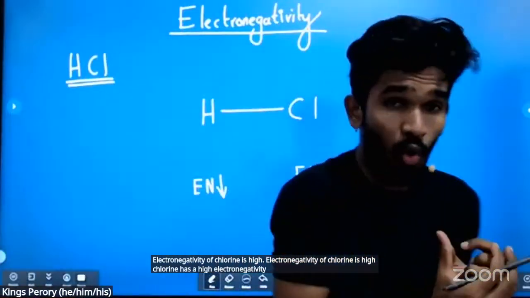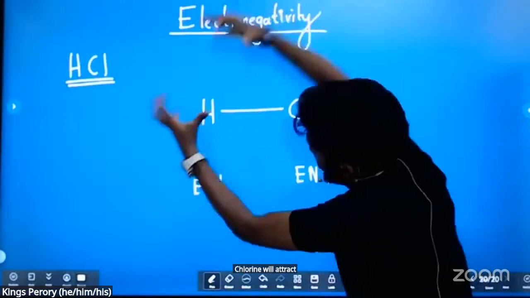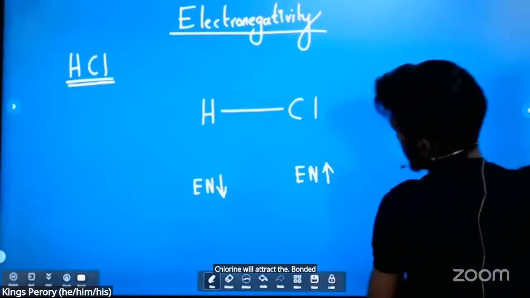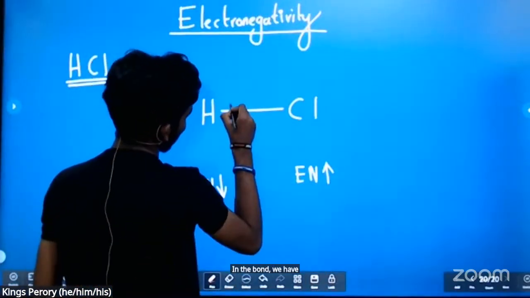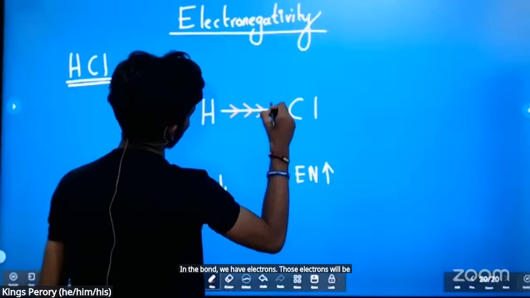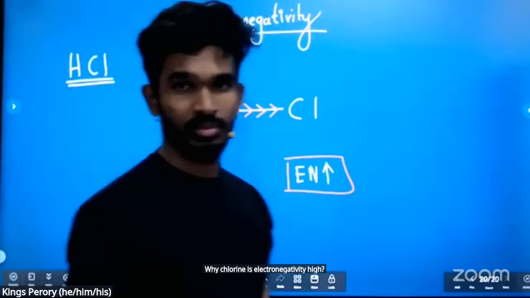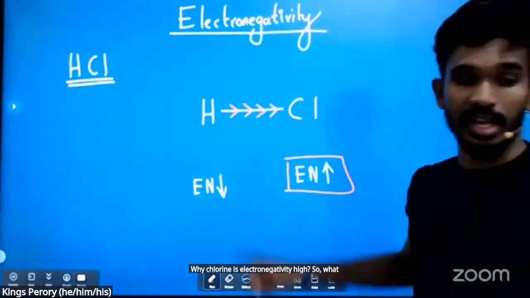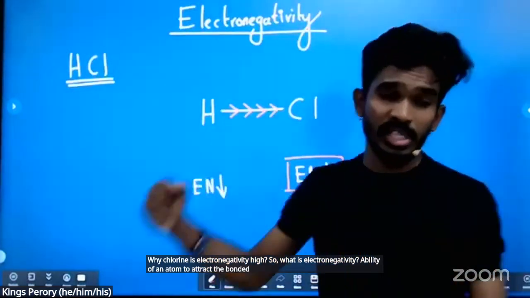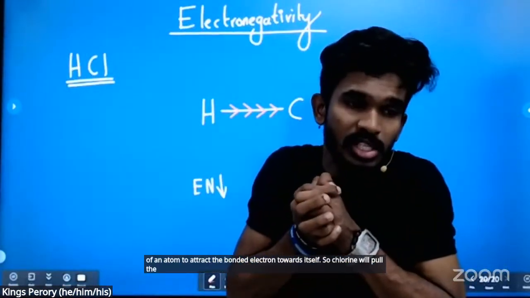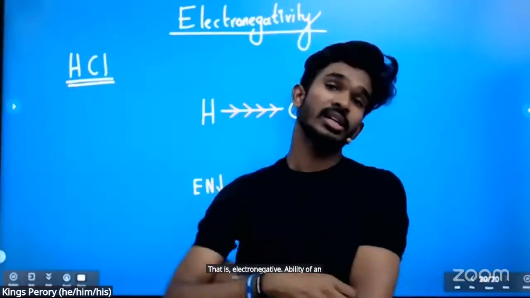Then what will chlorine do? Chlorine will attract the bonded electrons towards itself. In the bond we have electrons, and those electrons will be attracted towards chlorine. Why? Chlorine's electronegativity is high. So what is electronegativity? Ability of an atom to attract the bonded electron towards itself. So chlorine will pull the electron towards itself.